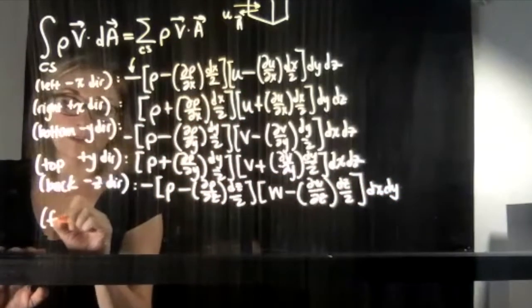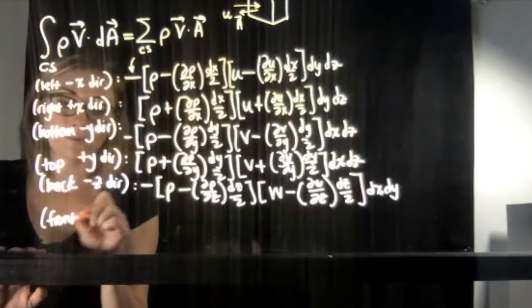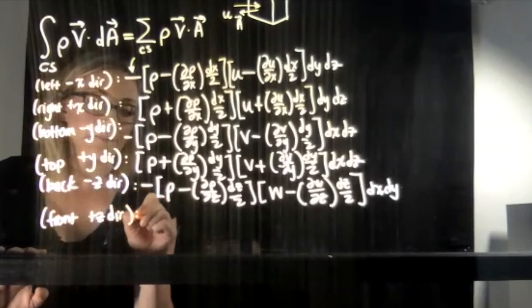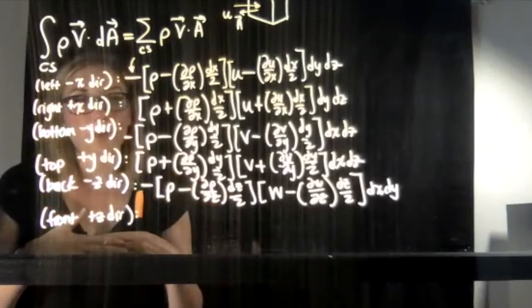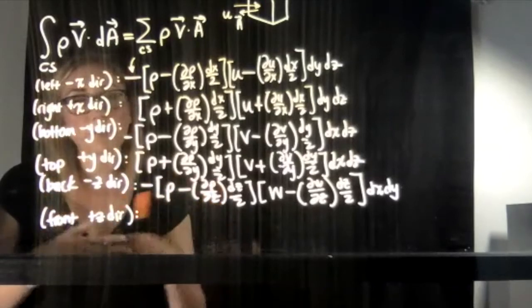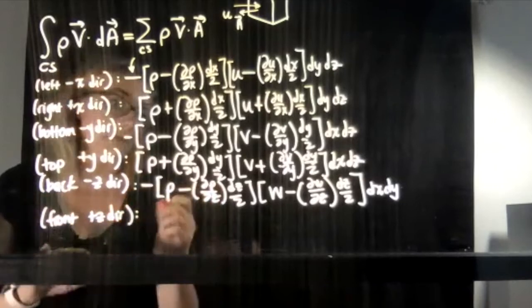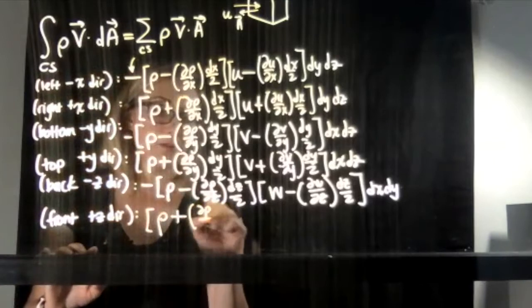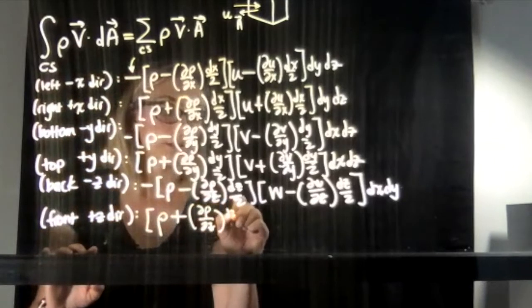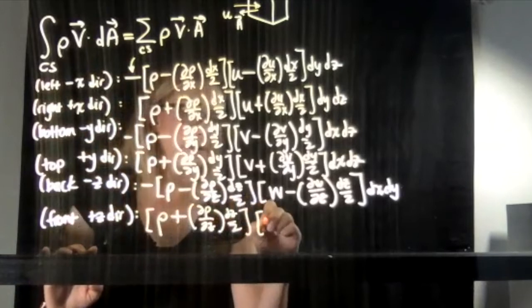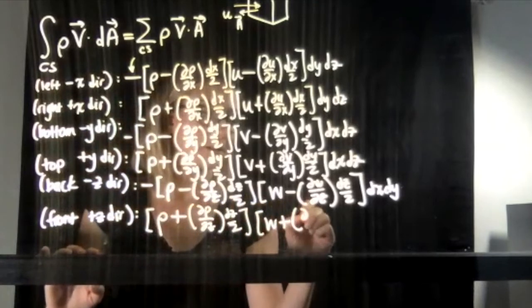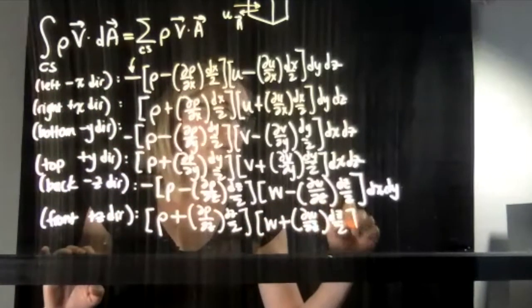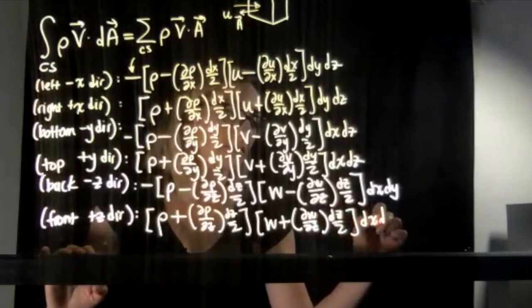Okay, and then our last surface is the front surface. So this is the positive z direction. And that is positive because our velocity vector and our area vector are oriented in the same direction. So we have rho plus d rho dz, dz over 2, and then w plus partial w partial z, dz over 2, and again, dx dy.